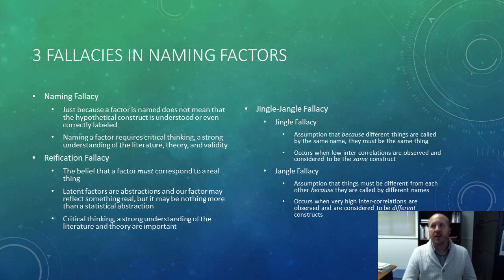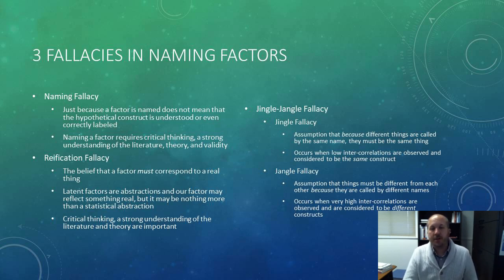This is where the fallacy is that just because you name it this doesn't really mean it really is this, or that we even understand what that is. Naming a factor requires critical thinking, strong understanding of literature and theory, and strong validity, that the indicators really are valid measures to indicate that construct.